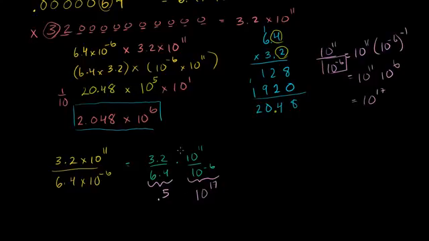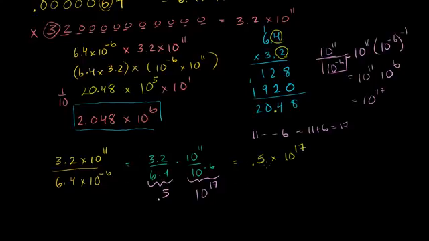Or another way to think about it is if you have the same bases, 10 in this case, and you're dividing them, you just take the exponent in the numerator and subtract the exponent in the denominator. So it's 11 minus negative 6, which is 11 plus 6, which is equal to 17. So this division problem ended up being equal to 0.5 times 10 to the 17th, which is the correct answer.